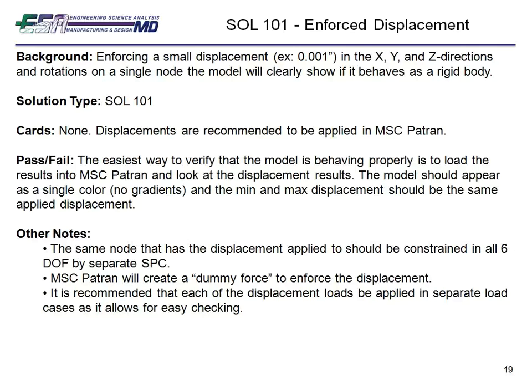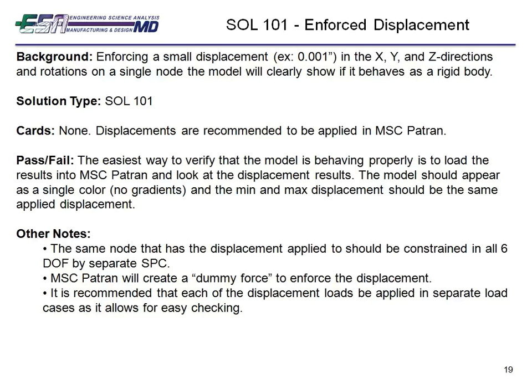The easiest way to verify that the model is behaving properly is to load the results into Patran and look at the displaced shape in the direction of the enforced displacement. So the model should appear as a single color when plotting displacements and the results for your fringe plots, and the max and min displacement should be the same as the applied displacement.